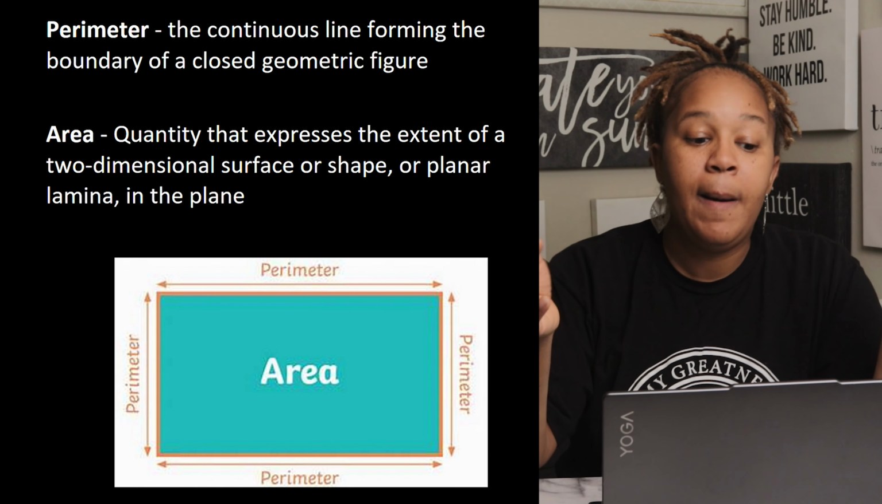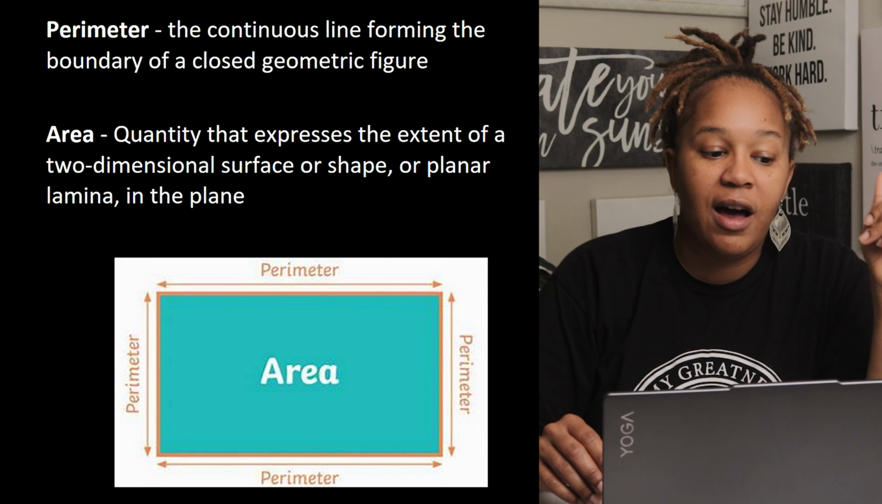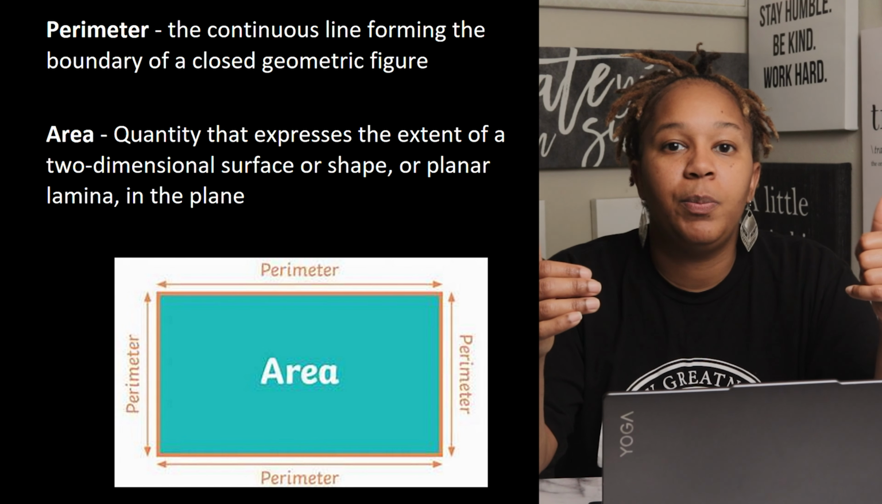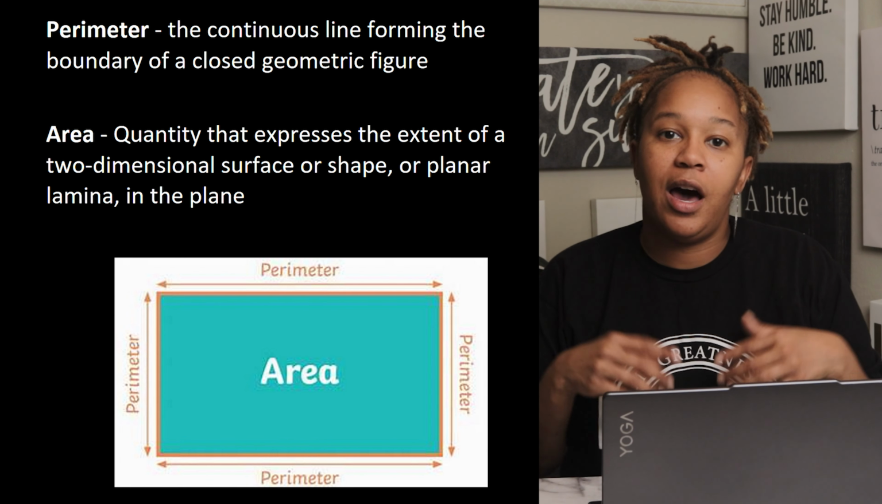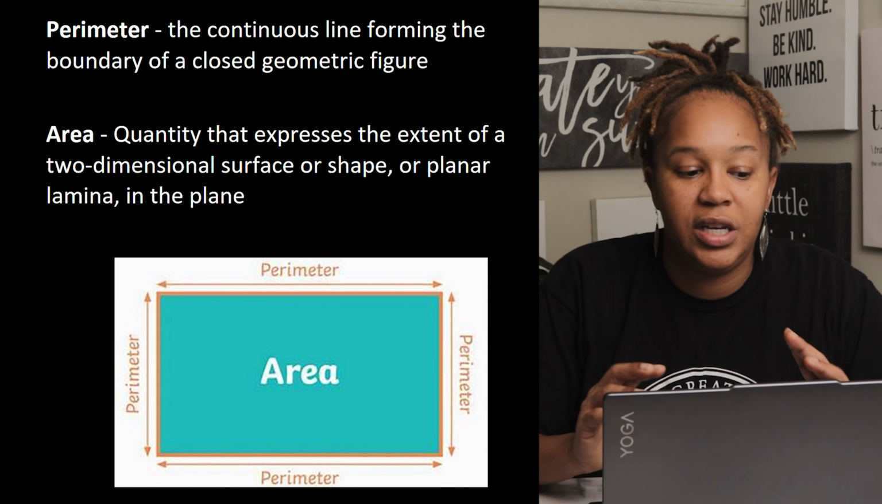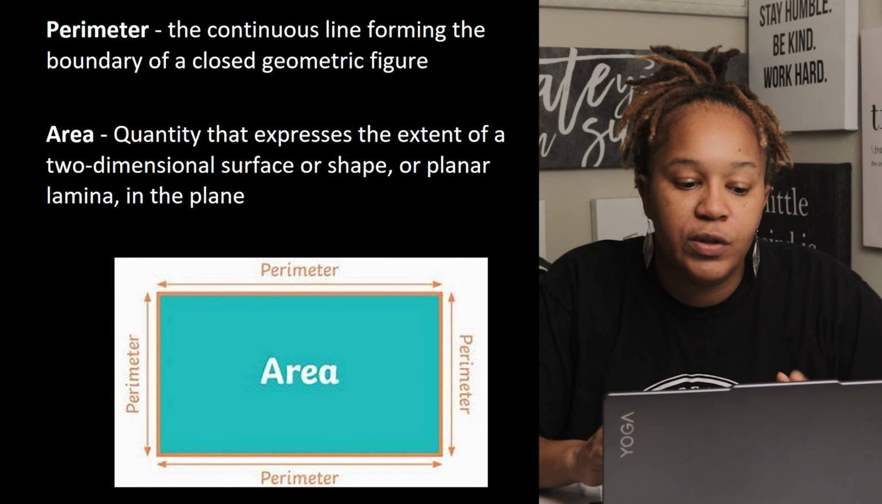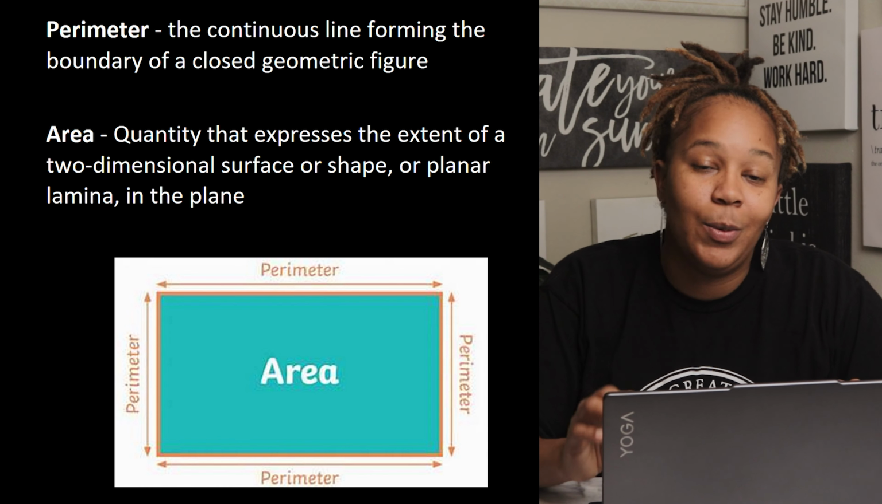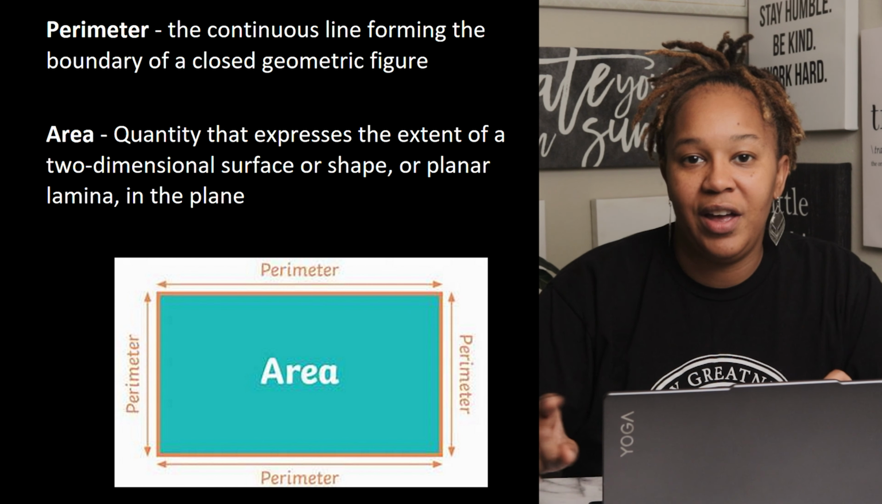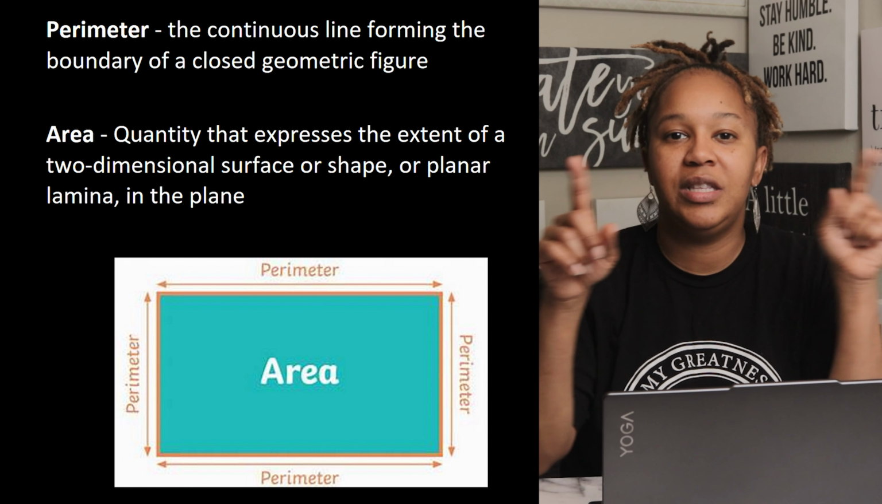Now, two of the main things that you have to know how to measure are area and perimeter. So what are area and perimeter? Perimeter is the continuous line forming the boundary of a closed geometric figure. In other words, the perimeter is the measure around the outside of a shape. And the area is the quantity that expresses the extent of a two-dimensional surface or shape in a plane. In other words, the area is the measure of the inside of a geometric figure, and the perimeter is the measure of the outside.